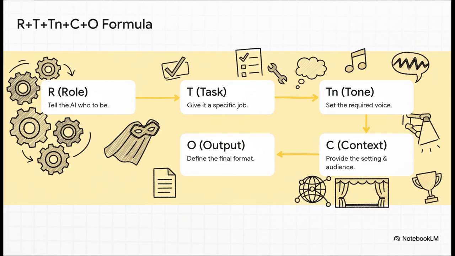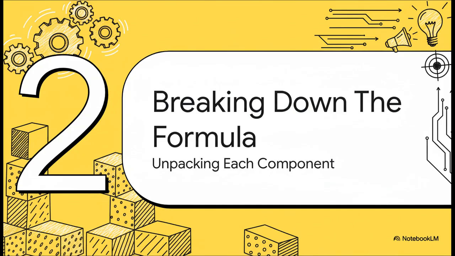Each letter stands for a key piece of info your AI needs to do a good job. That's role, task, tone, context, and output. So let's dive in and break down what each one really means. We're going to unpack this thing piece by piece so you can see exactly how all these parts come together to create one seriously precise and powerful prompt.